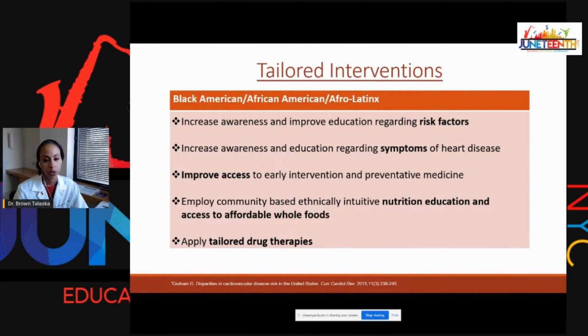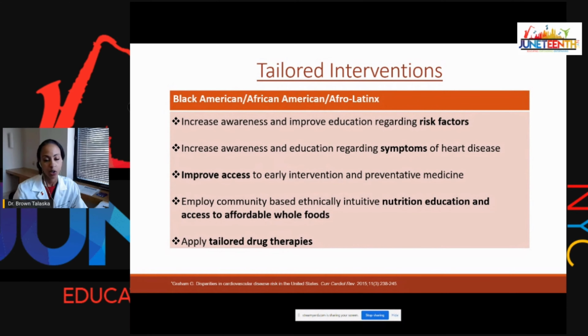We also want to employ community-based, ethnically intuitive nutrition programs. That means I can't come and talk to you about kale if you've never seen kale, never heard of kale, it's not in your vocabulary. I talk to you about quinoa. You've never seen quinoa, you never heard of it, it's not at your local grocery store. We have to know what's available in our local communities and then tailor the recommendations to what's available, because there are healthy options in each part of our communities.